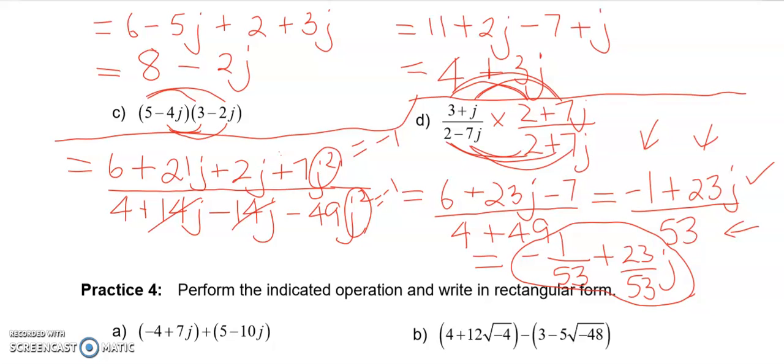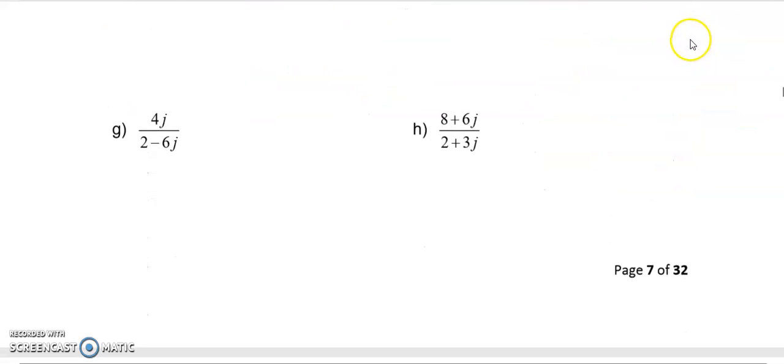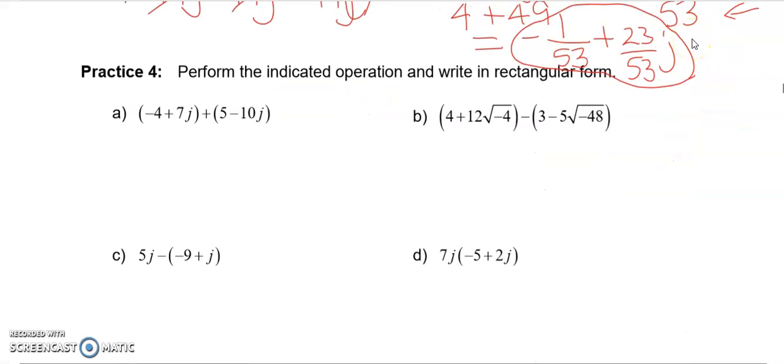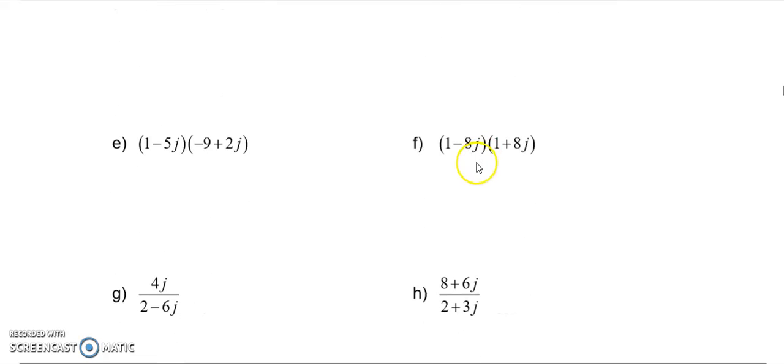Okay? So anyway, down below that now, again, this is still on page 7. There's some practice ones that you can try. The first one is an addition. The second one is a subtraction. And then we have another subtraction for C. D, you'd actually have to use your distributive property. That's a multiplication. Make sure don't end up with j squared in an expression. E and F are both multiplications. In fact, F, you're multiplying conjugates together.